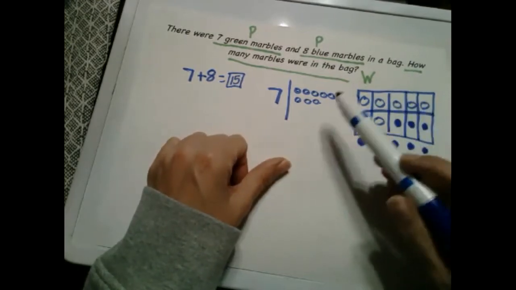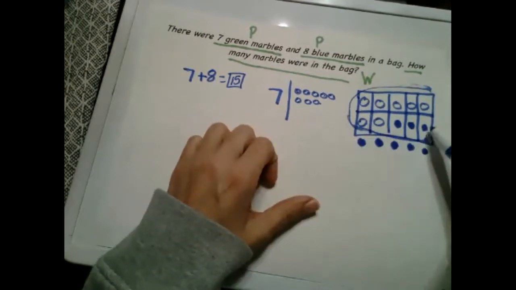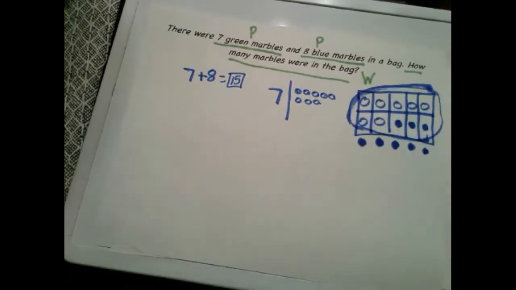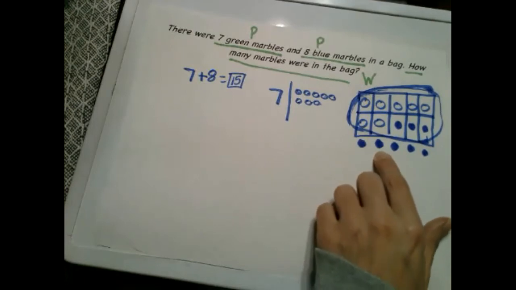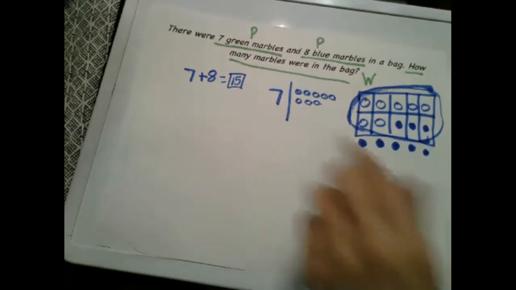Well, I know when I added that 7 and that 8, I made a group of 10. So now I have 10, 11, 12, 13, 14, 15. So I still got the answer, which is 15.